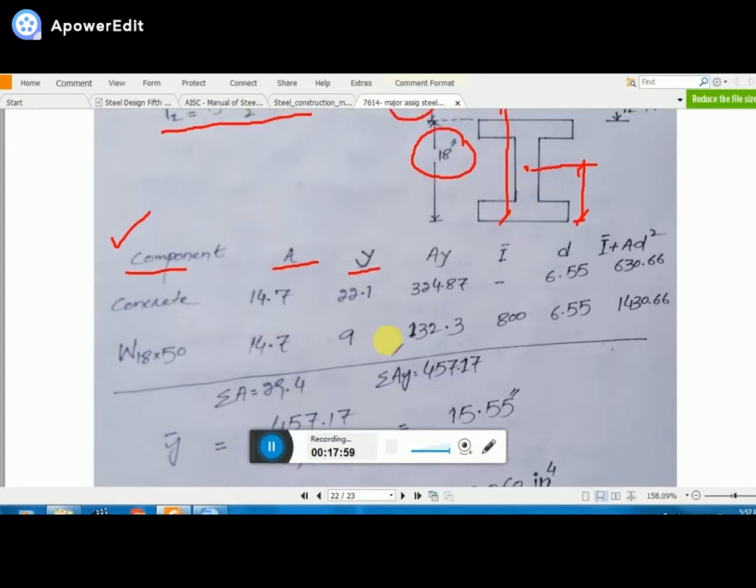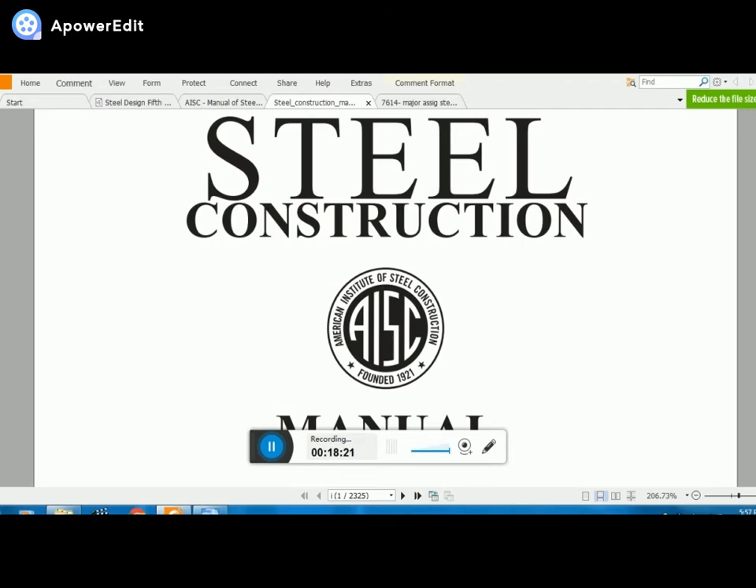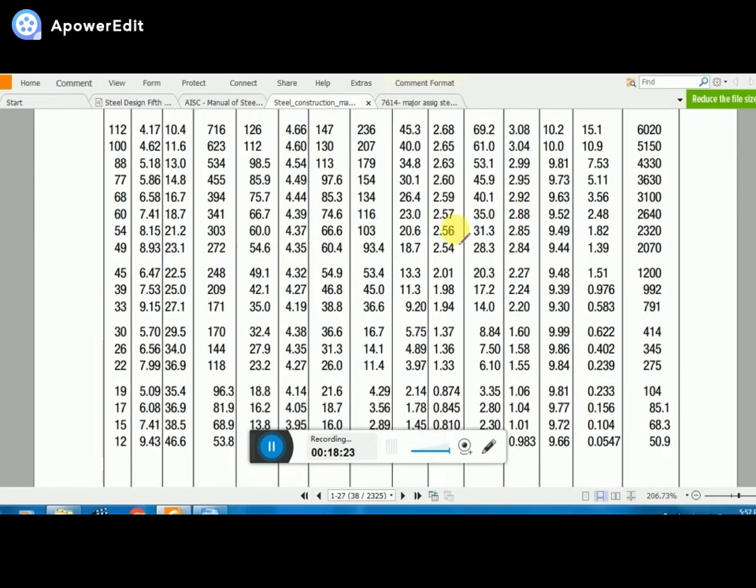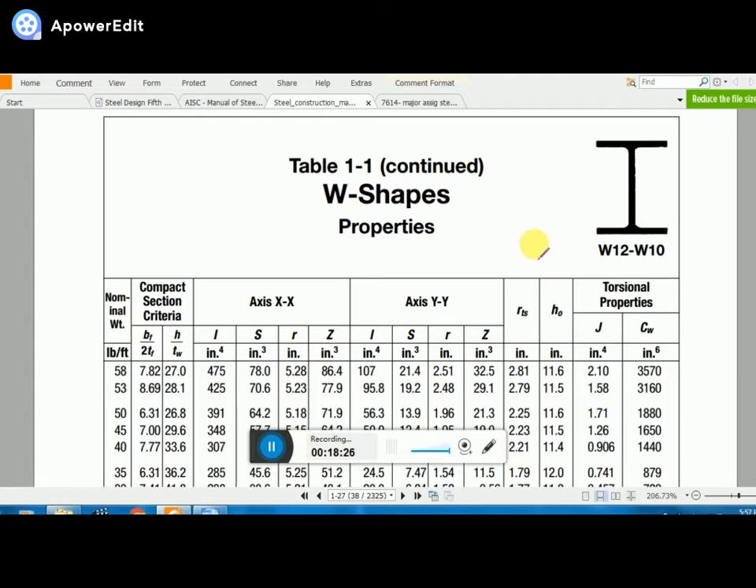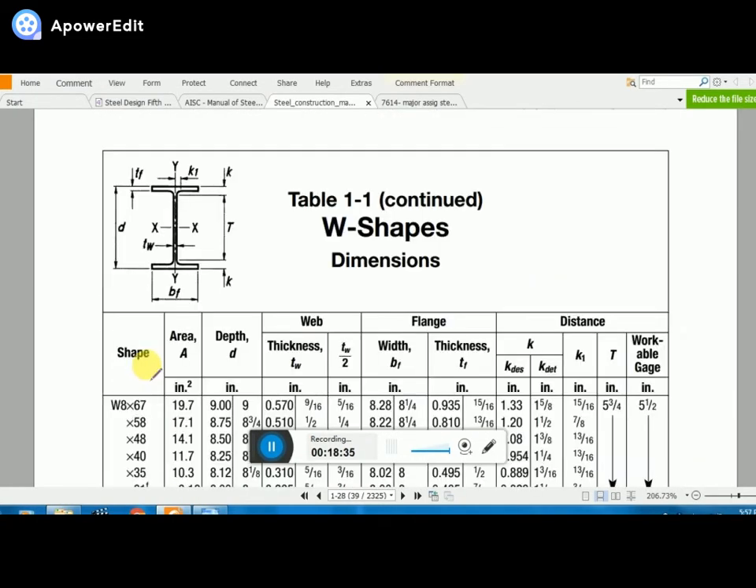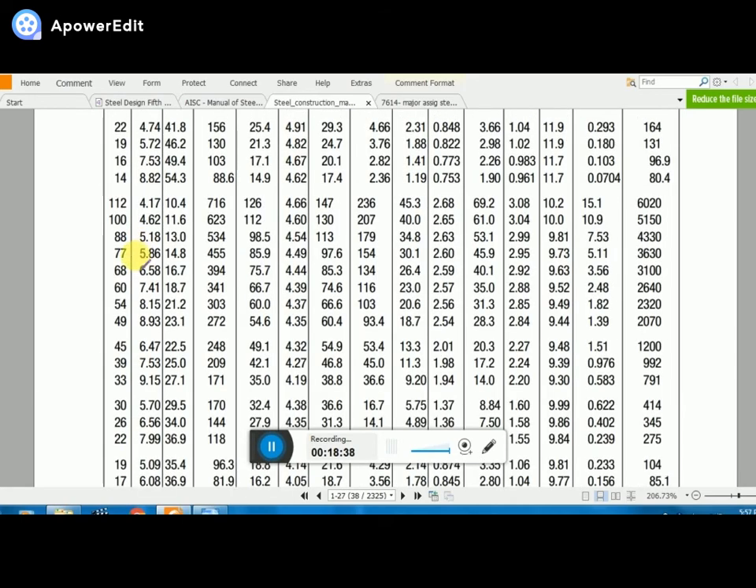Okay, so you see we have a concrete area that is 14.7. We have a W18x50, its gross area. Go to the tables, okay, in chapter number 1 and find out the gross area of the W18x50 section. Okay, and I think that is an easy task. You just come here, search the table, search the section here, that is your W12x10 section, W shape. Okay, remember you have to search in W shape, and we basically have what is this, a W8 section.